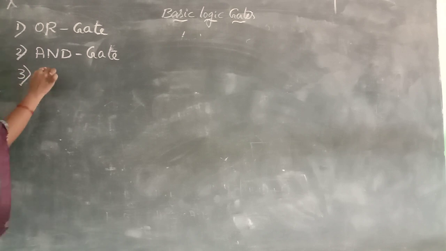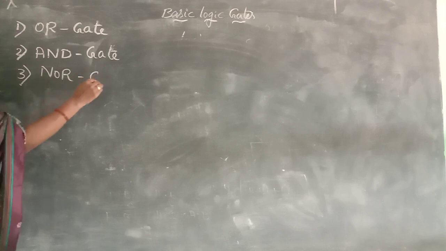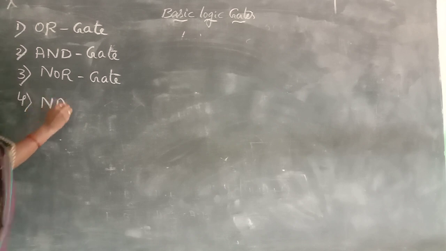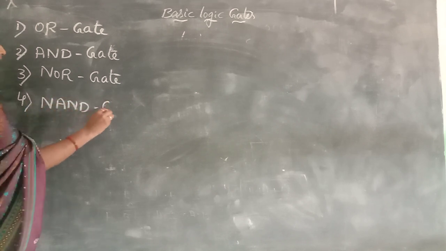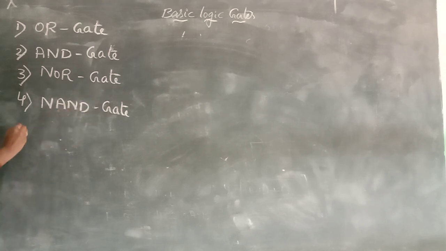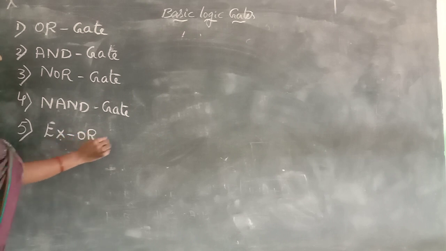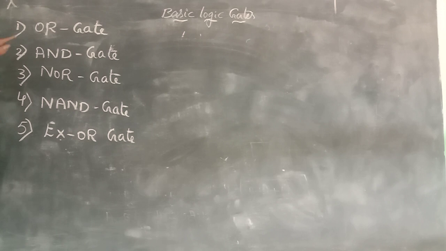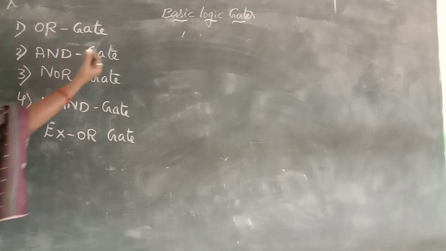Third one is NOR gate. Fourth, NAND gate. Fifth one, XOR gate or exclusive OR gate. For these logic gates, we specified the IC numbers.